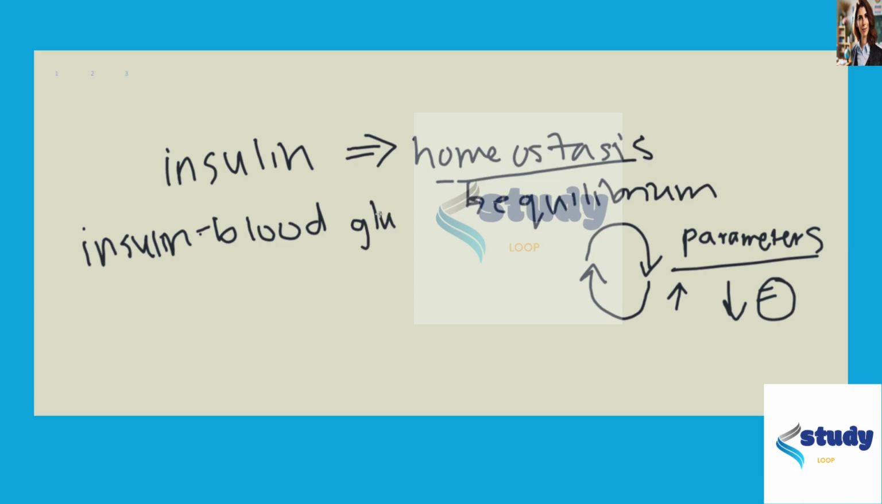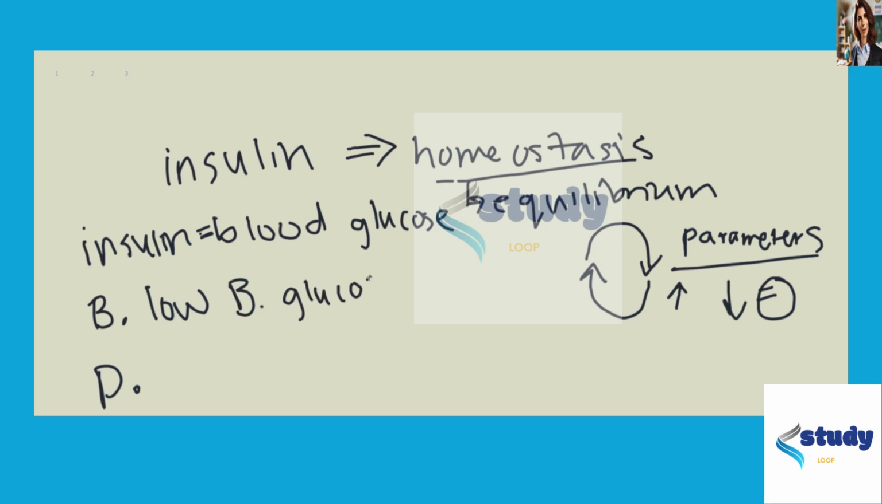And so let's look at the answer choices. The only answer choices that have to do with blood glucose are B and D. B is about blood glucose being too low, and then D is about the blood glucose being too high.